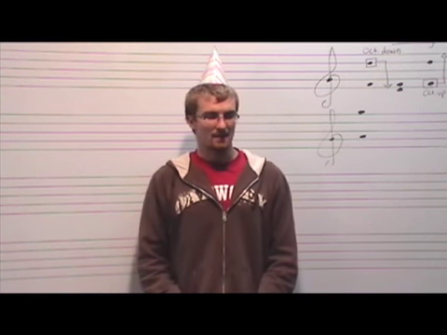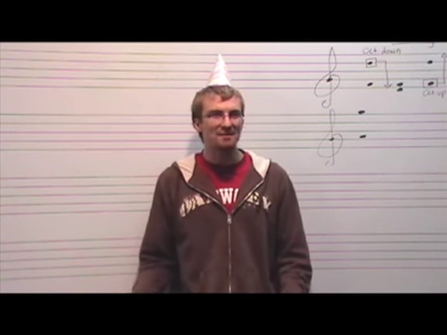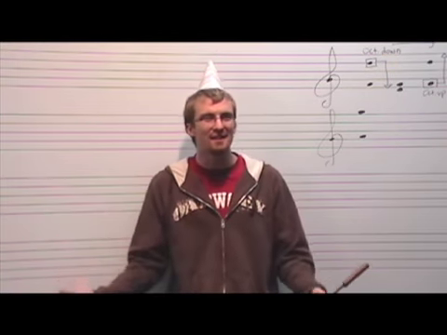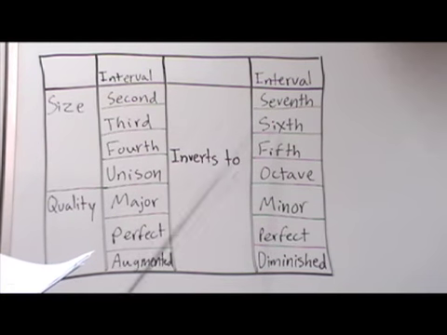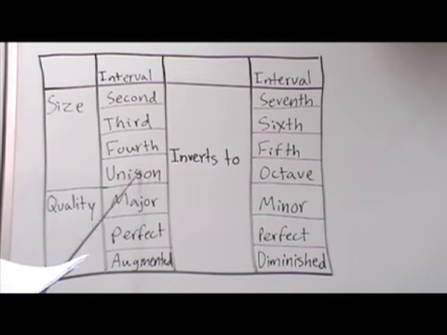So, maybe if we invert for the larger intervals, we wouldn't have to count all those boring half steps. So you gotta learn your unisons, seconds, thirds, fourths, and fifths, and invert for all the rest! Of course! It looks like seconds invert to sevenths, thirds to sixths, fourths to fifths, unisons to octaves, major inverts to minor, perfect stays perfect, and augmented inverts to diminished.